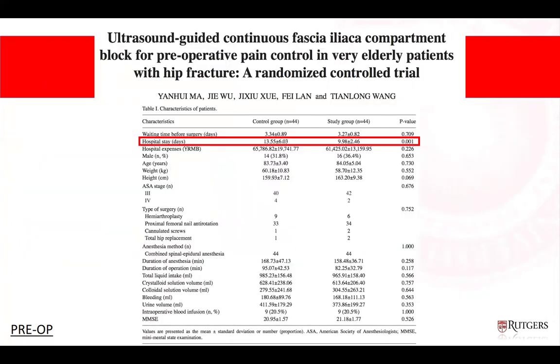This was a study in 2018. It was a randomized control study of a fascia iliaca block versus no block. There were 44 patients in each arm. The control group had no block and had a standardized pain regimen. As shown in this table, the block group had a shorter hospital stay by about 3.5 days compared to the regular opioid group.